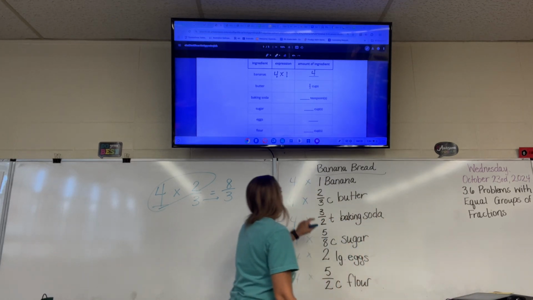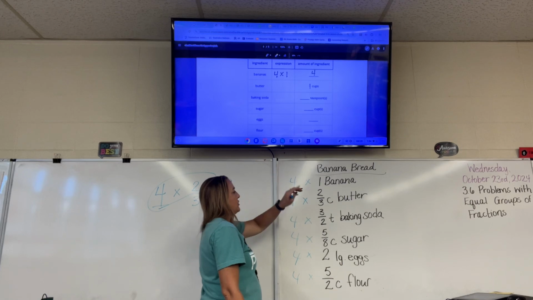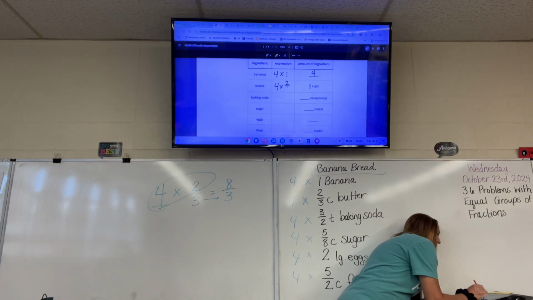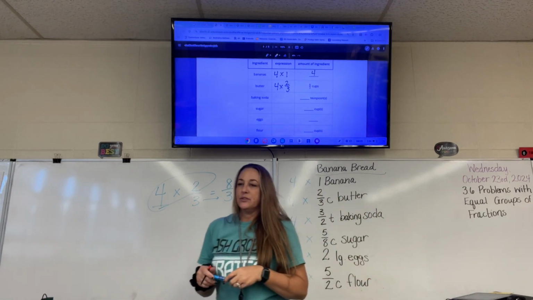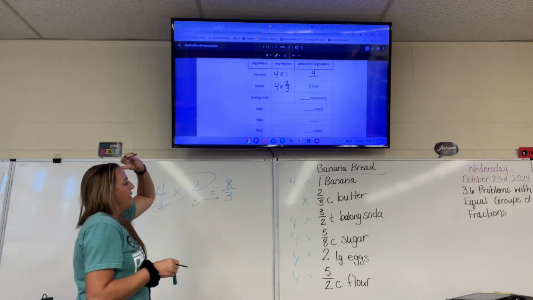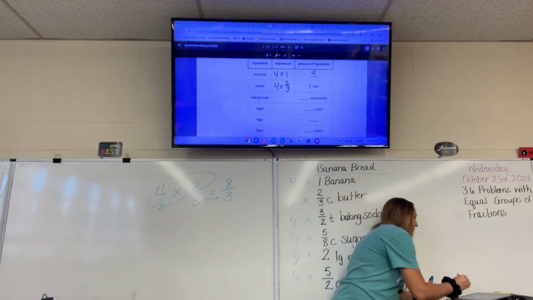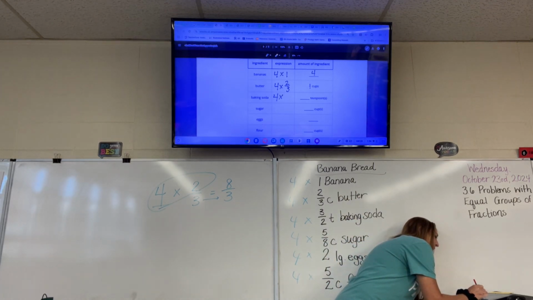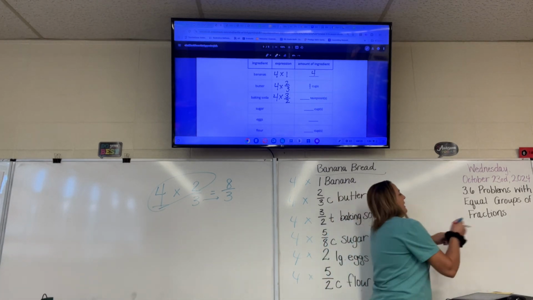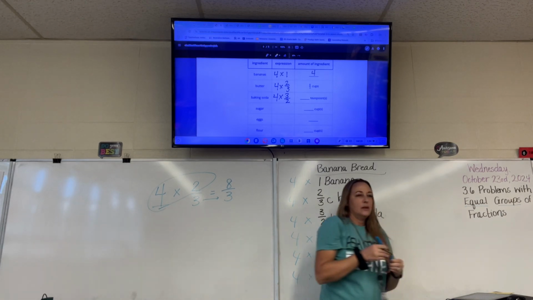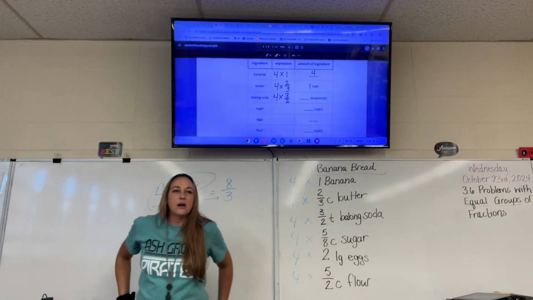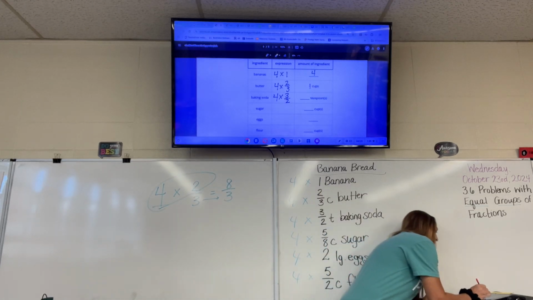Next, butter. 2/3 is 1 batch. 4 times 2/3 gives you 8/3. Okay, they already gave us that one. That's what we found here. Baking soda is 3/2. So our expression is 4 batches times 3/2 for each batch. Remember, equal groups. So 4 groups of 3/2 equals, Ari? 12/2. Yep.